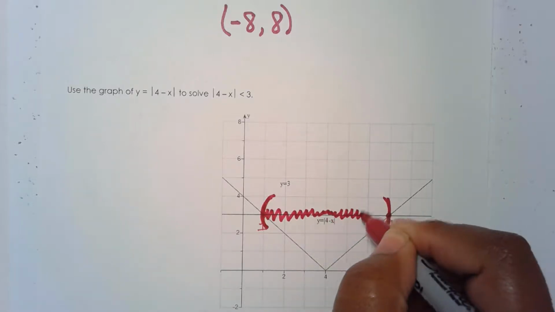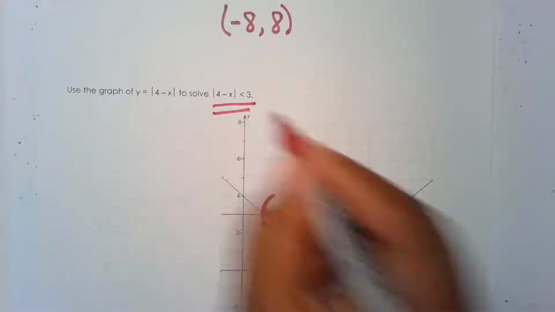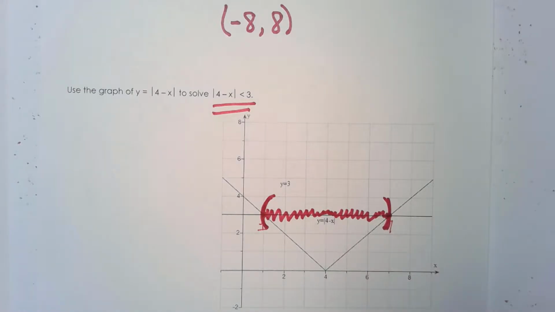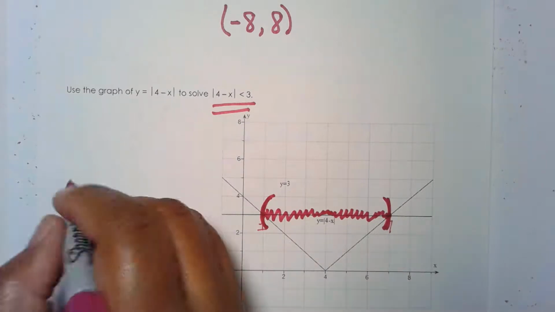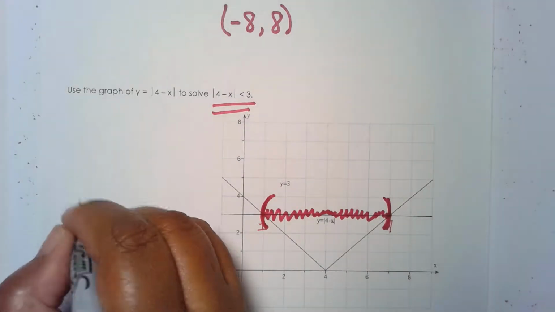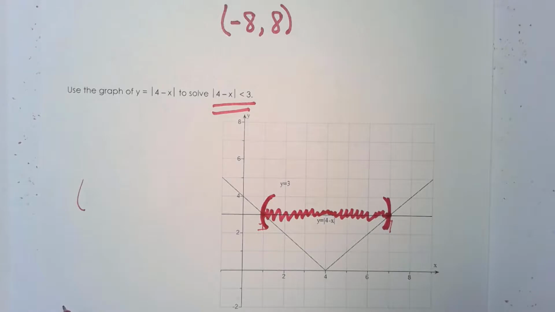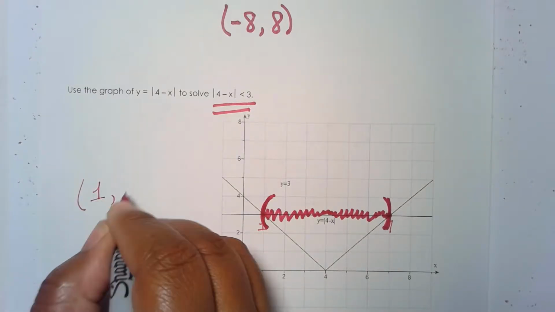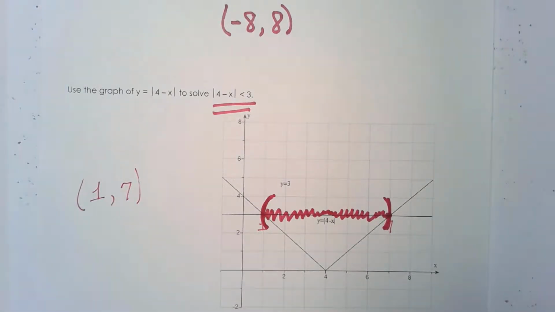You can solve this inequality and still come up with the same answer, but just by looking at the graph, where does it intersect? So since it intersects between 1 and 7, our interval notation would be open parenthesis 1 comma 7 close parenthesis, and that is it. That is all we need to do for this particular question.